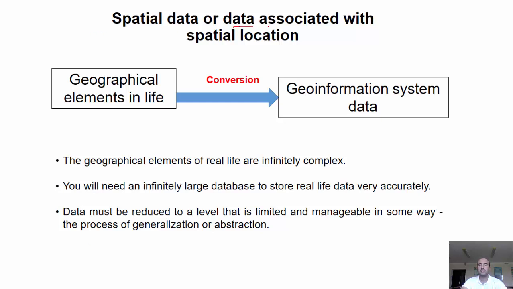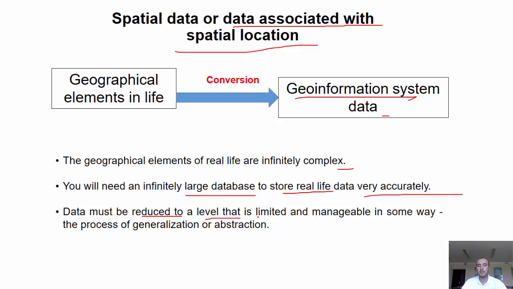Spatial data, or data associated with spatial location, geographical elements in life, and geographic information system data. The geographical elements of real life are infinitely complex. You would need an infinitely large database to store real life data very accurately. Data must be reduced to a level that is limited and manageable in some ways. This is the process of generalization or abstraction.